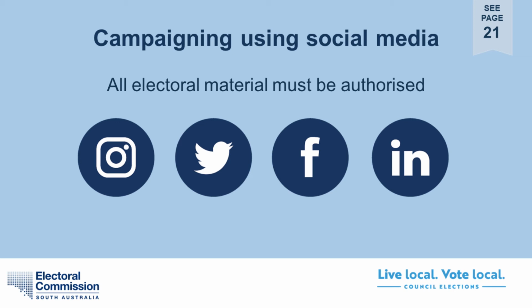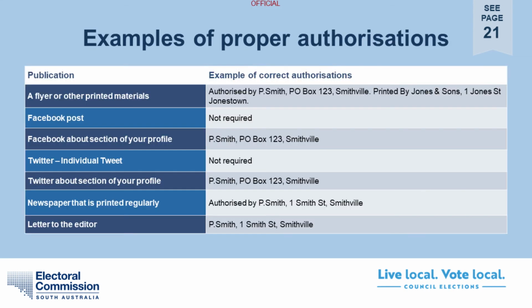As mentioned, all campaign material published on social media must be authorised. Profiles, pages or groups must be authorised in the About page. Here are examples of how authorisations should look. Take Twitter for example. On an individual tweet, no authorisation is needed, but the authorisation has to appear on the About section.